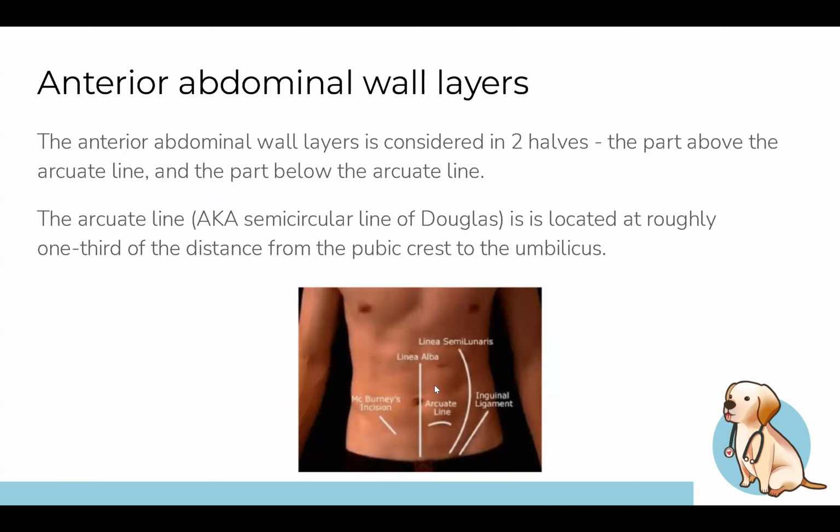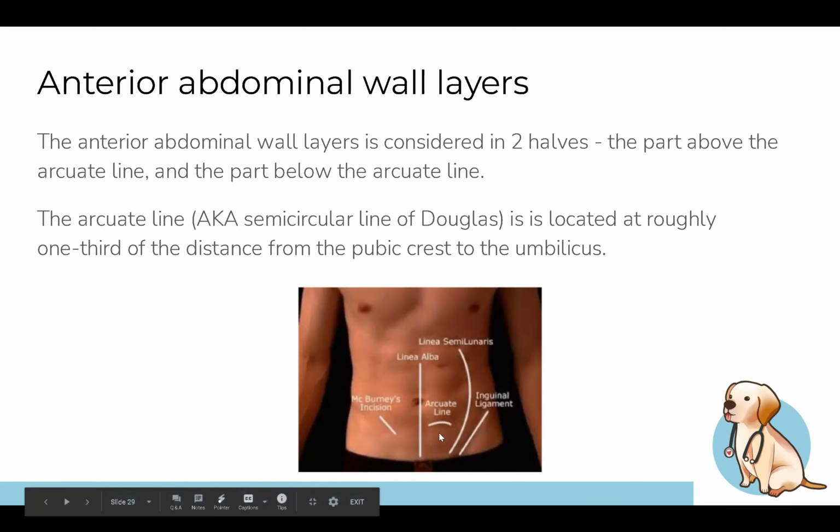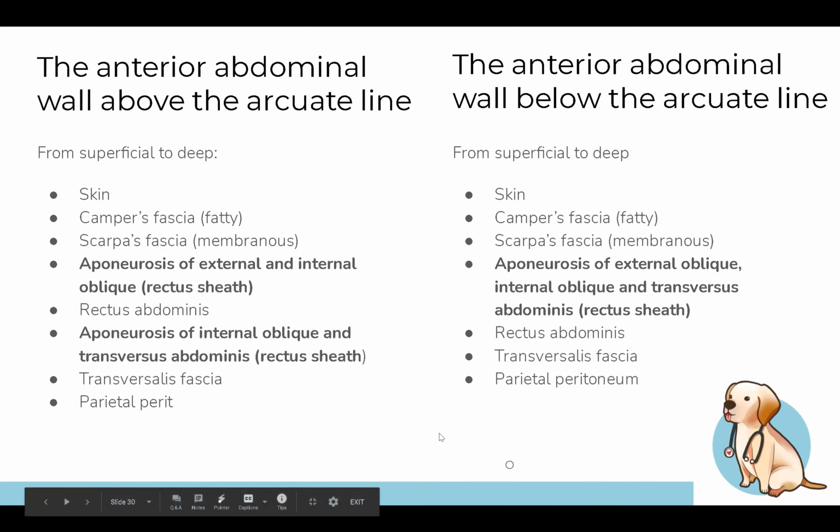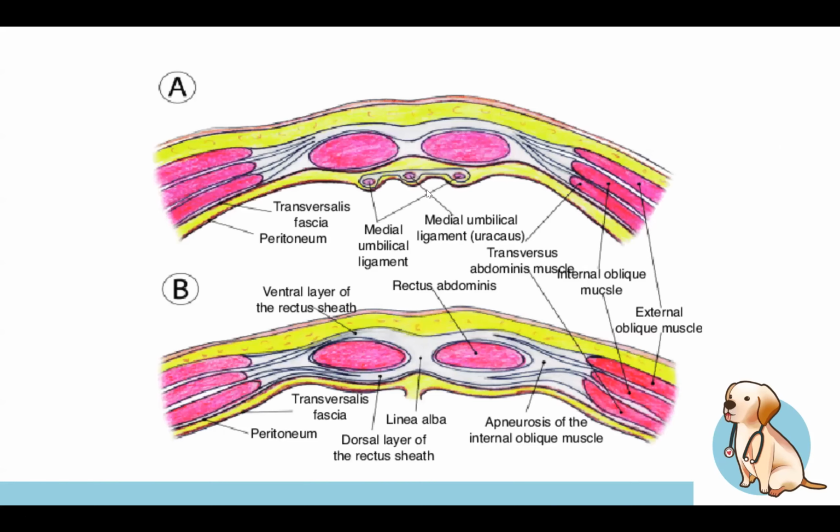Essentially, the inner layers above the arcuate line are going to look a little bit different to the layers below the arcuate line. What I mean is this. You can see in this picture, this is like an axial view. This bit here is just the outside part, the skin. And here we have the medial umbilical ligament. That's the most interior side. You can see here, this part is above the arcuate line, and this part is below the arcuate line.